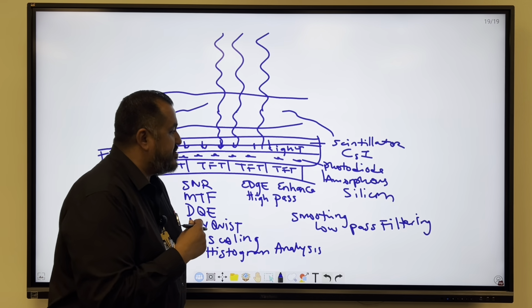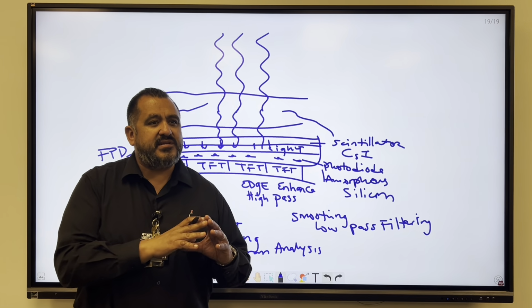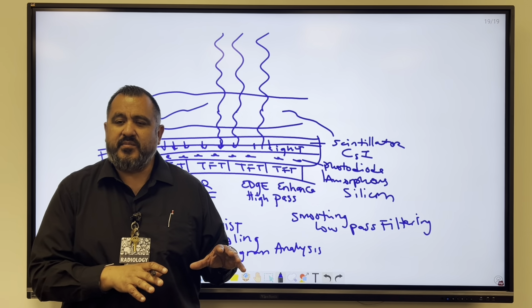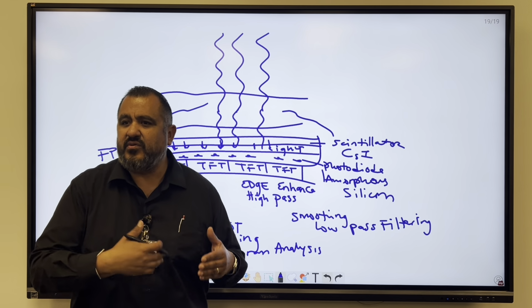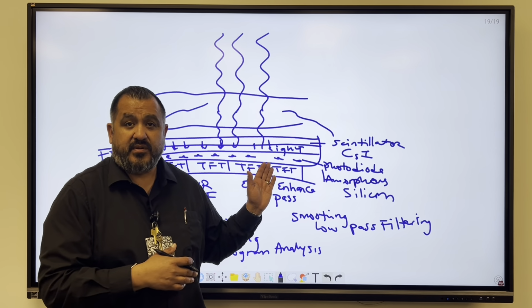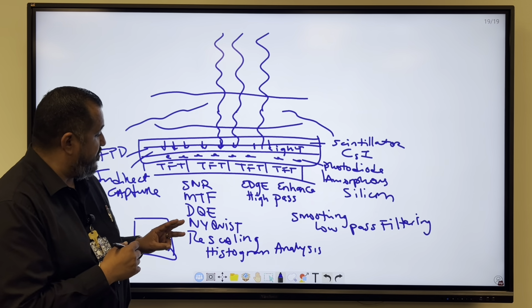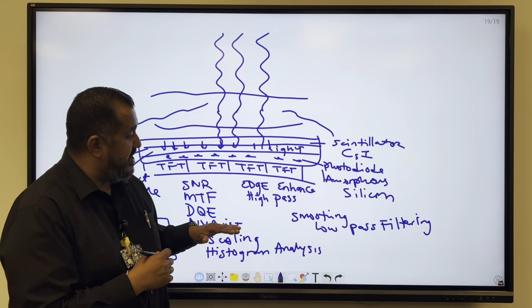So smoothing is low pass filtering. Low pass filtering does the opposite. It suppresses the high frequency and allows the low frequency to come in. But you never want to just have a low pass filtering system to go through. You want to be able to use both, okay? So we got SNR, MTF, DQE, Nyquist theorem, rescaling, histogram analysis, edge enhancement, smoothing.